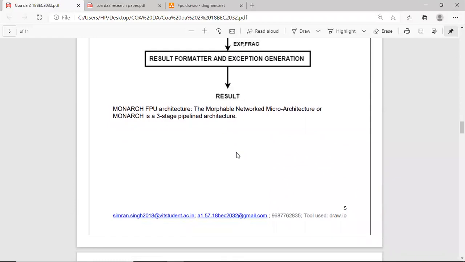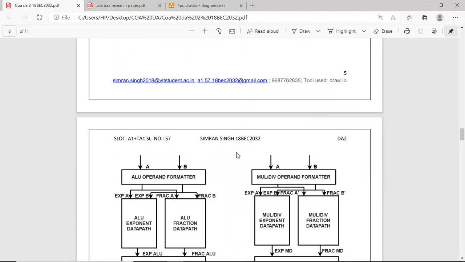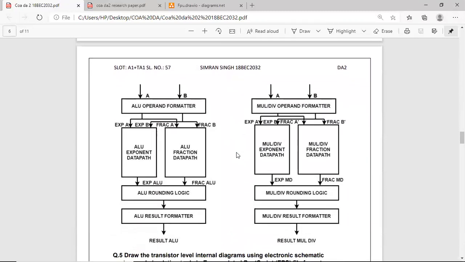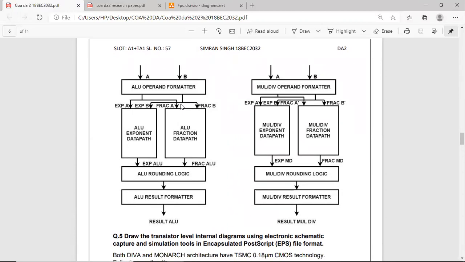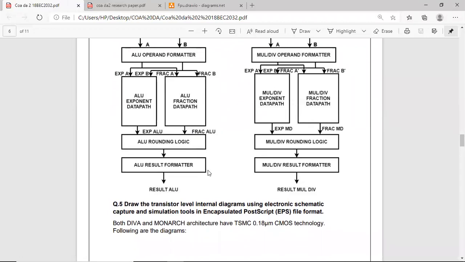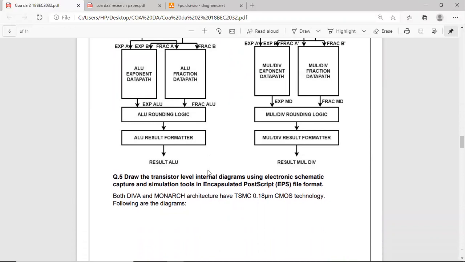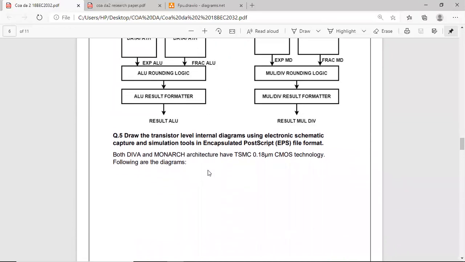The movable network microarchitecture, or the Monarch FPU, on the other hand, is a 3-stage pipeline architecture. The following diagram explains the Monarch architecture. It also has the operand formatter, the data paths, the rounding logic units, and result formatter units, but is a three-staged pipeline structure. The next question asked us to draw the transistor level internal diagrams using electronic schematic capture.